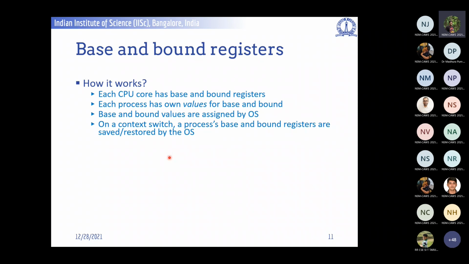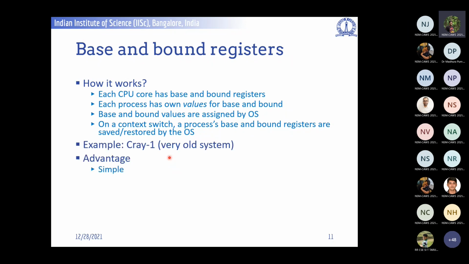The operating system, as it is responsible for mapping virtual addresses to physical addresses, will assign the base and bound values to each process. And whenever a given process is getting context switched in to run, its base and bound values are part of its context, and those values are put into the corresponding core's base and bound registers so that the hardware can look into them and do the translation at runtime.